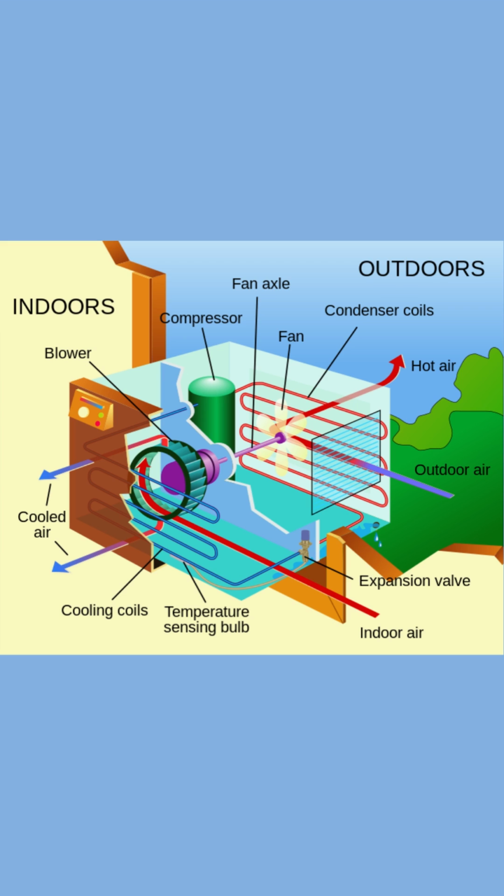Hot air discharge. The hot air generated during the refrigeration cycle is expelled outside through the back or sides of the unit, maintaining the overall efficiency of the cooling process. Window air conditioners are relatively simple and effective for cooling individual rooms or small spaces, making them a popular choice for residential and commercial applications.